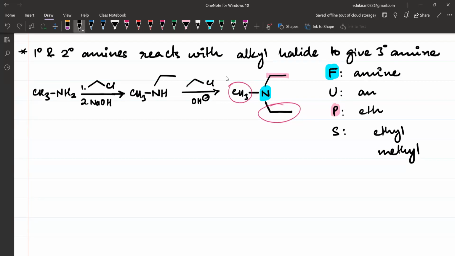When you are going to number the carbon chain, you'll start with this one carbon and this is the second carbon because this is nearest to the functional group. But when you look at the substituent, they are not directly attached to the parent carbon. So how do we number the substituent?